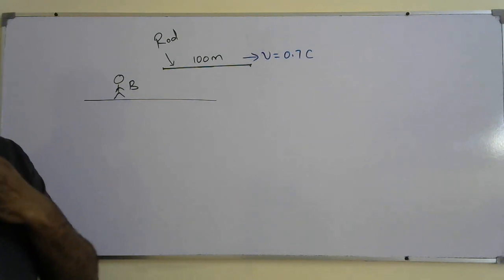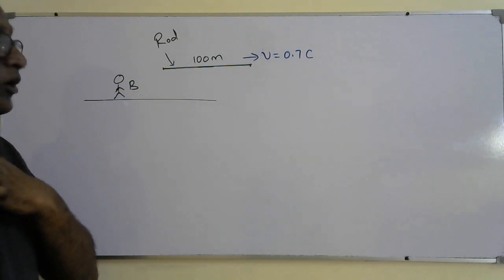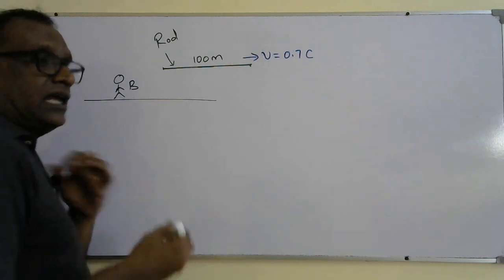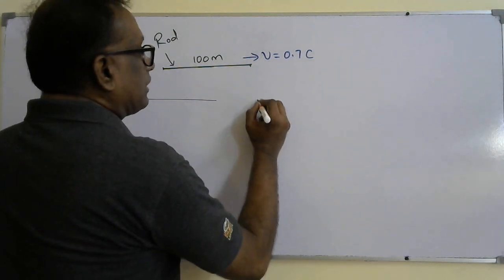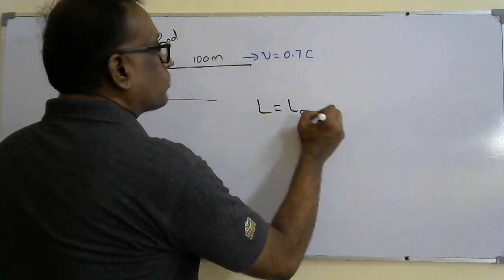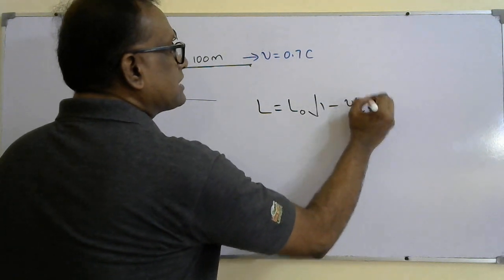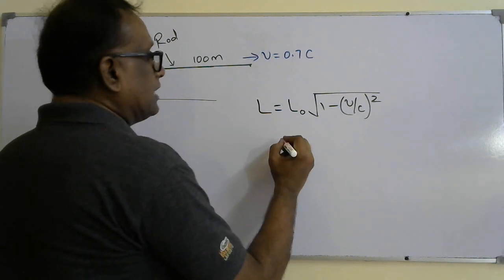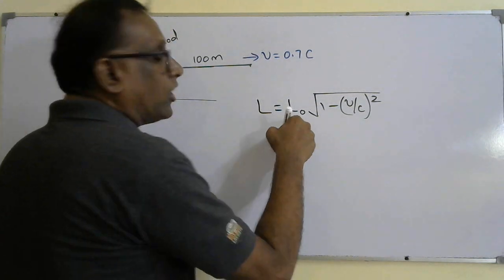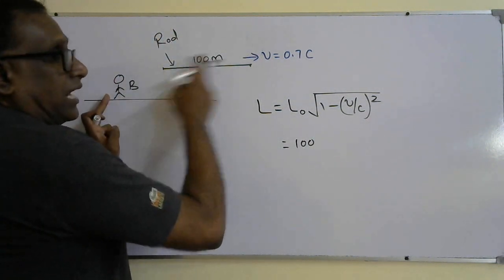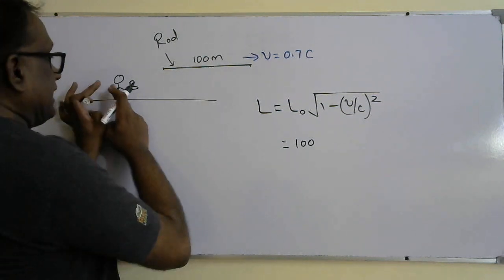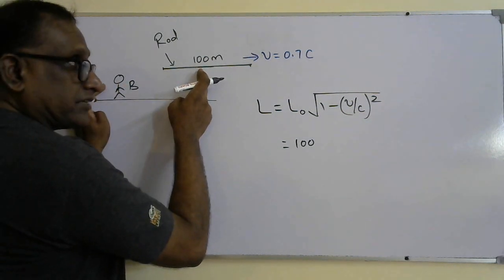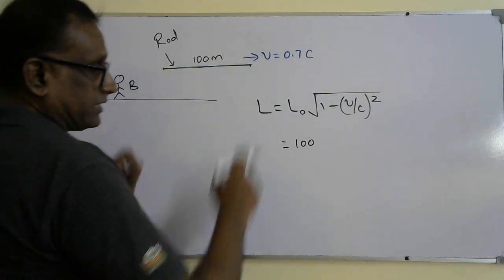For that also, there is an equation derived and obtained in the special theory of relativity. It says L is equal to L naught square root of 1 minus (v over c) all squared. This is not in the syllabus, just for your understanding I am doing it. L naught is the length when both are relatively at rest. He is at rest when the rod is also at rest, when he measured it as 100 meters.